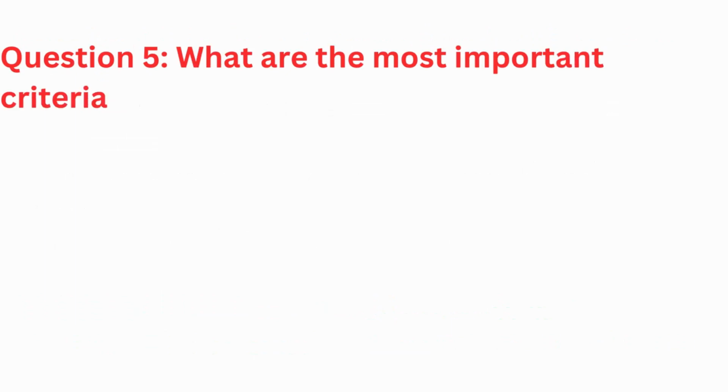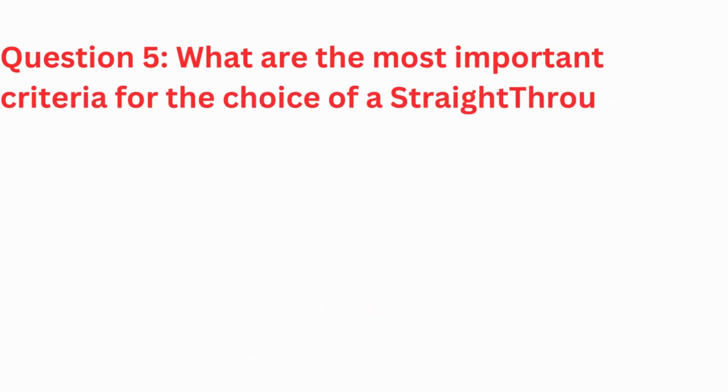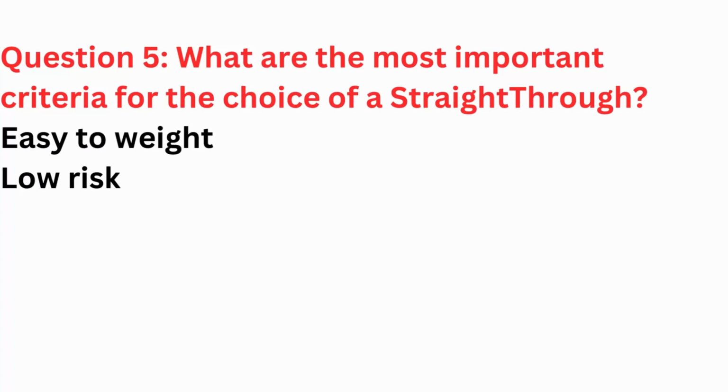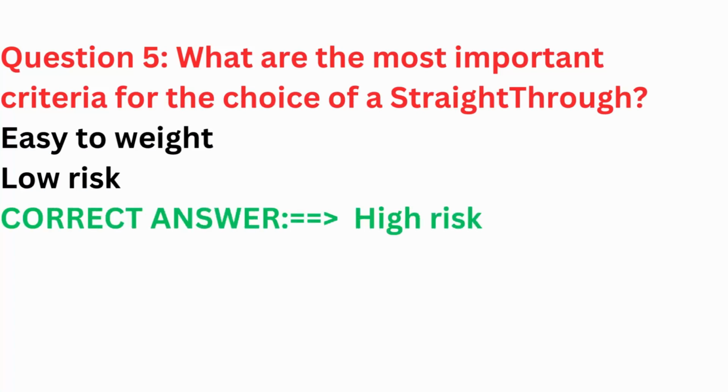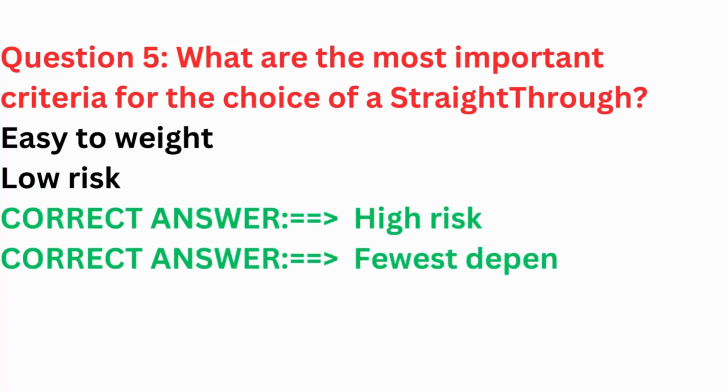Question 5. What are the most important criteria for the choice of a straight-through? Easy to wait. Low risk. Correct answer: high risk. Correct answer: fewest dependencies.